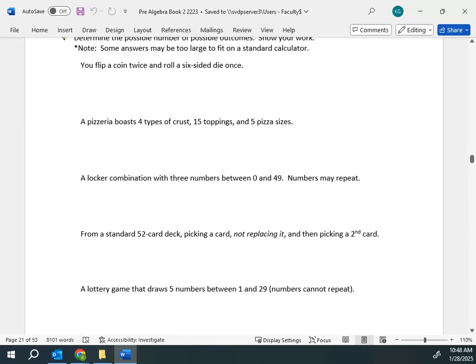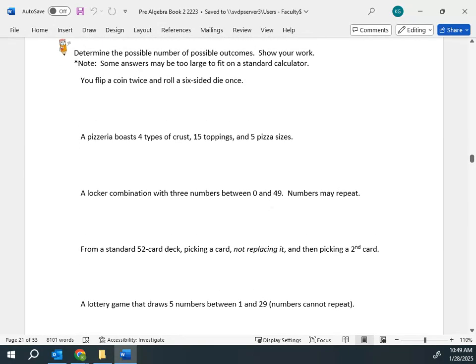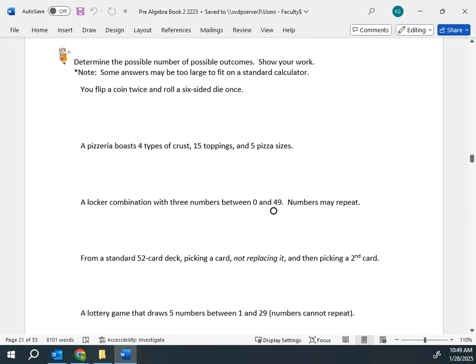So, determine the possible number of possible outcomes. Show your work. Make your table. That's showing your work. What is your event 1? What is your event 2? Don't just say event 1, event 2. Say coin flip 1. Say letter 1. Say roll the dice 1. Okay, so tell me what your actual events are that are happening.